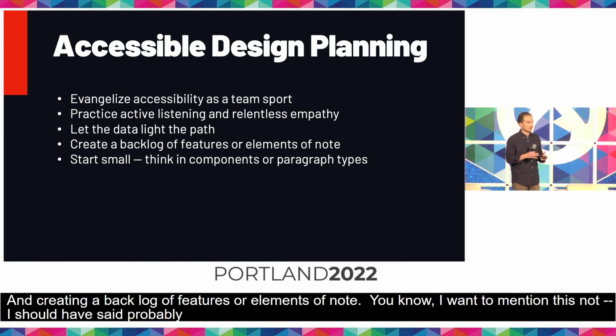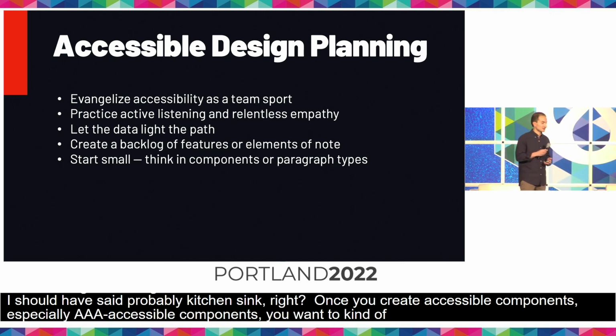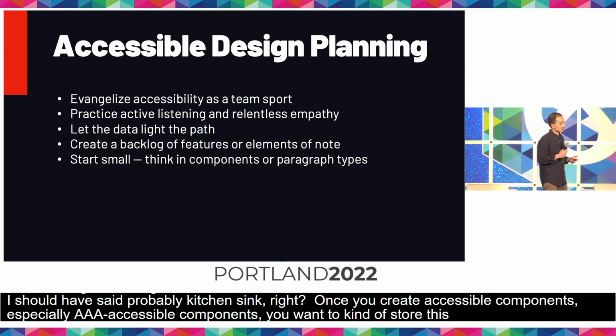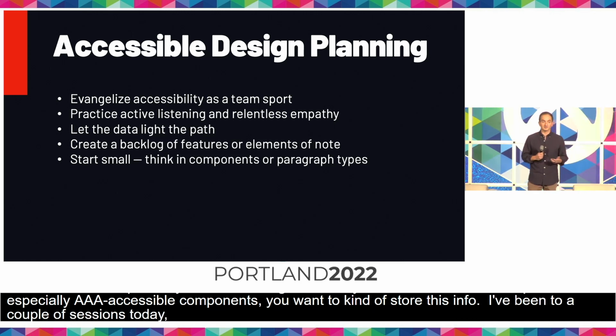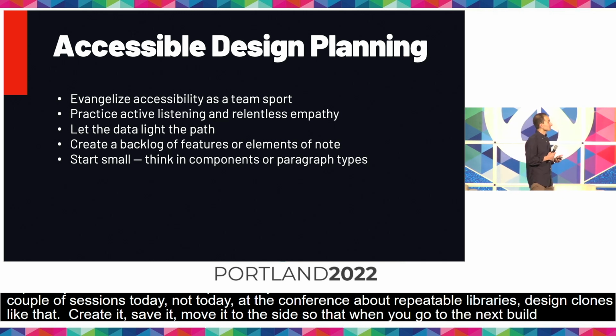Once you create accessible components, especially AAA accessible components, you want to store those somewhere, right? I've been to a couple of sessions over the conference about repeatable libraries and design components like that. Create it, save it, move it to the side so that when you go do your next build, just like we all do on every dev build, you have that component. You don't have to spend as much time rebuilding it.